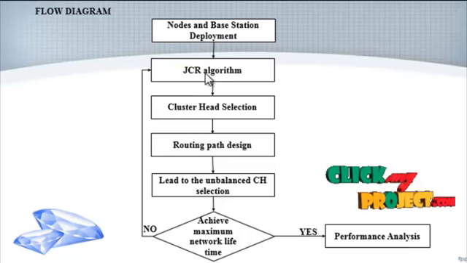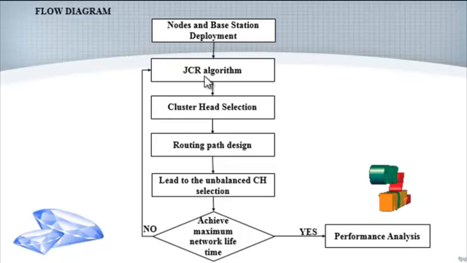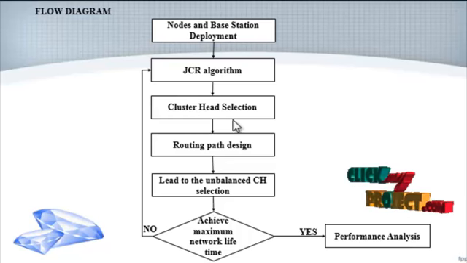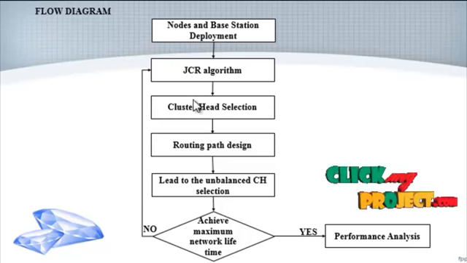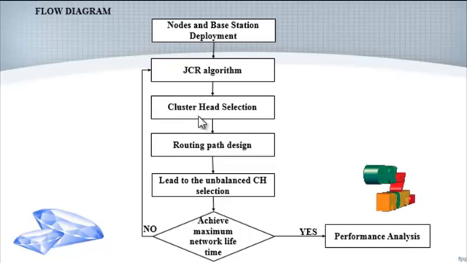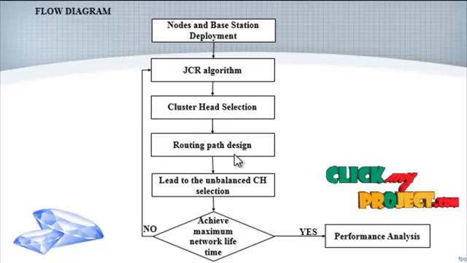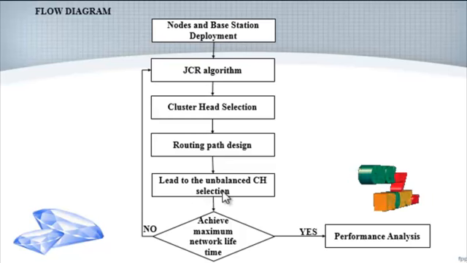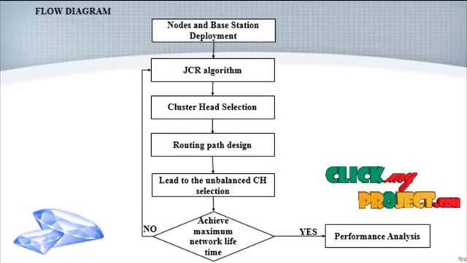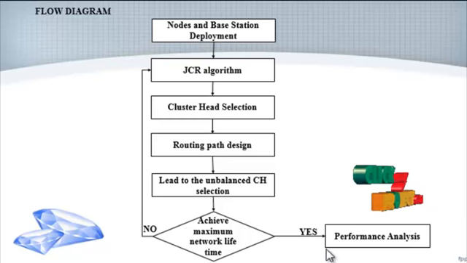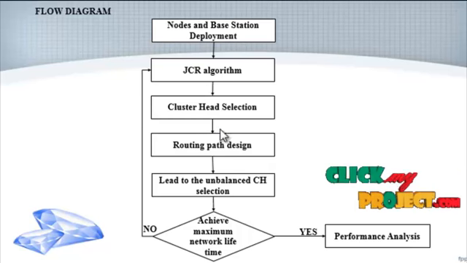Then we implement the JCR algorithm, that is, the joint clustering and routing algorithm. Using the JCR algorithm, we select the cluster head and design the routing path. Comparison of cluster heads and joint routing path design: does it lead to unbalanced cluster head selection? If yes, we achieve the maximum network lifetime, and the performance analysis is designed. If no, then again the JCR algorithm is applied.